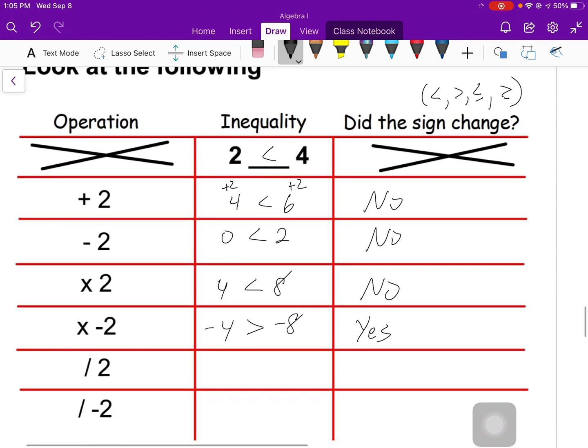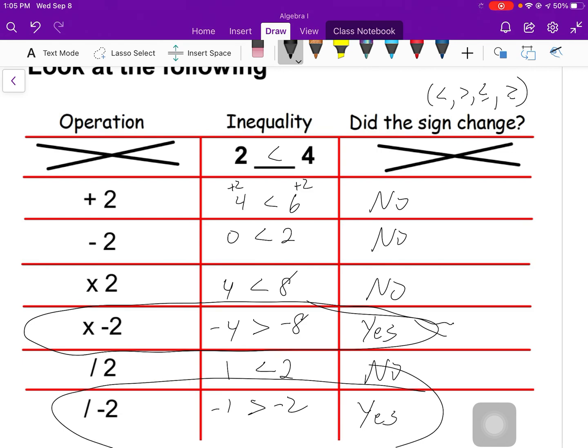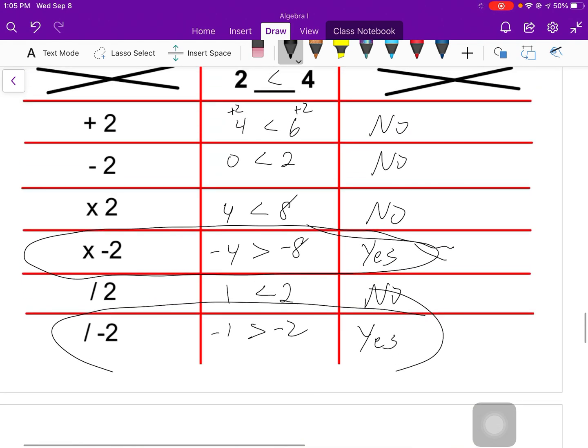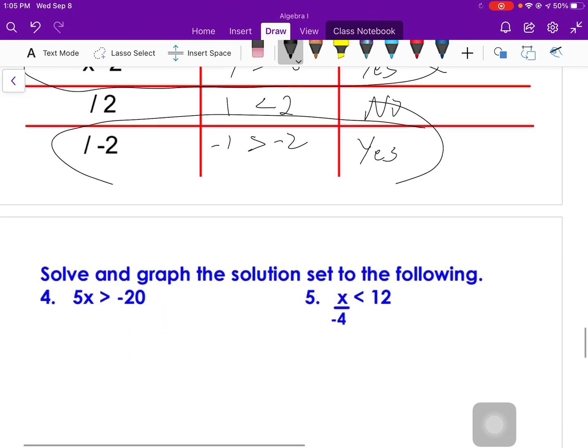Okay, I'll take 2 divided by 2, that's 1, and 4 divided by 2, which is 2. Still the same inequality as the original one. Take 2 divided by negative 2 and get negative 1. Take 4 divided by negative 2 and get negative 2. Now it switches around. So the moral of the story is, when do you have to flip that inequality? Whenever you multiply or divide by a negative number. All the other operations, and positives and negatives, didn't change a thing.